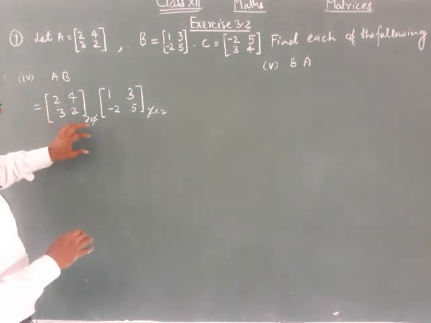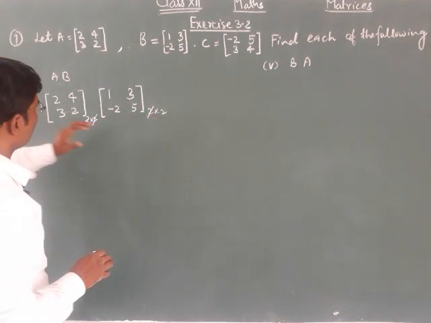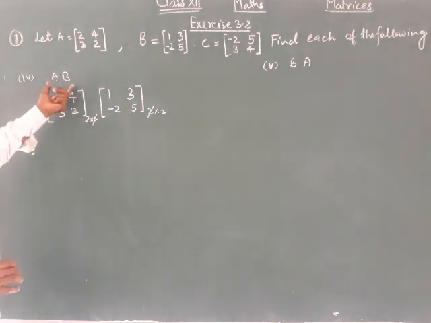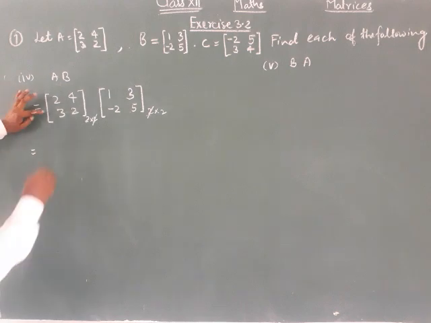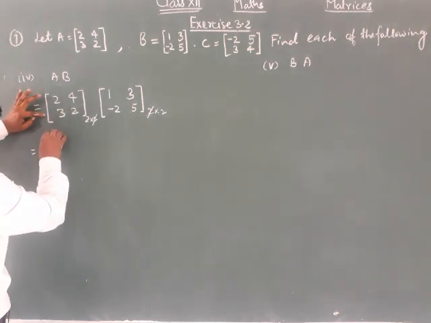So the new matrix order is 2 by 2. So how can we multiply these matrices? Now let us start multiplying.